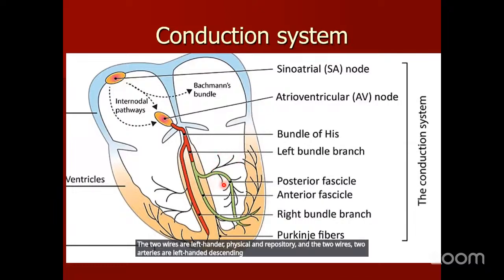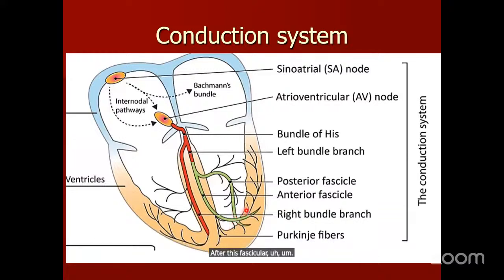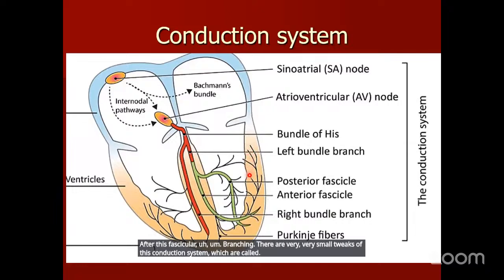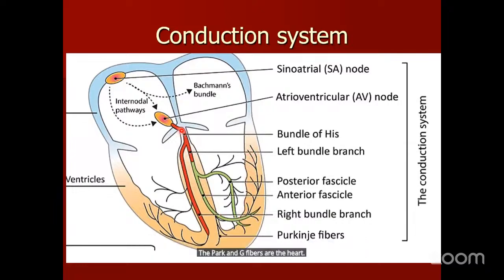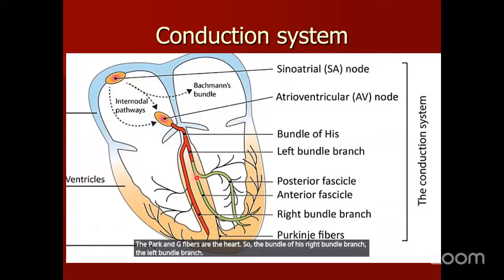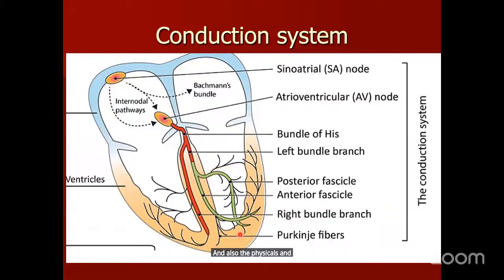After this fascicular branching, there are very, very small twigs of this conduction system, which are called the Purkinje fibers of the heart. So the bundle of His, the right bundle branch, the left bundle branch, and also the fascicles and Purkinje fibers are collectively called the specialized conduction system of the heart, because they can conduct the impulse at a very rapid speed.